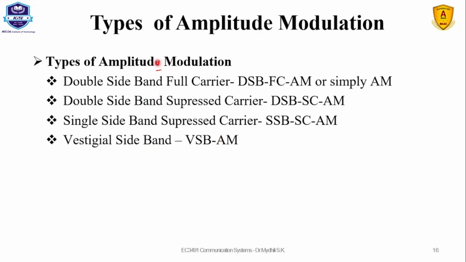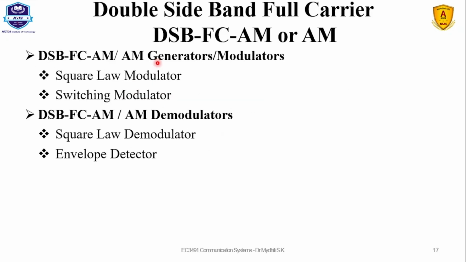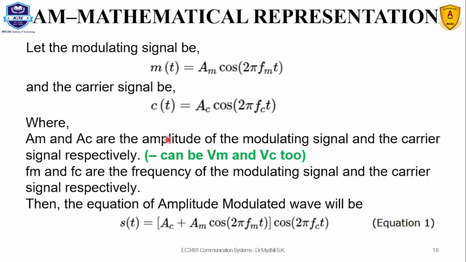Now we'll start with simply the AM modulation technique, and its generators include two types. When talking about the generator part, the square law modulator and switching modulator are its types, whereas in the demodulator part it involves the square law detector and simply an envelope detector. This you will be seeing in the lab also. So now coming to the mathematical representation of AM. This is a very important 15 or 13 mark derivation when considered for the university or final exam question paper.